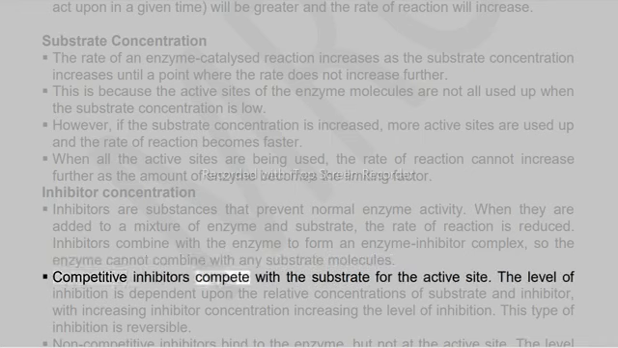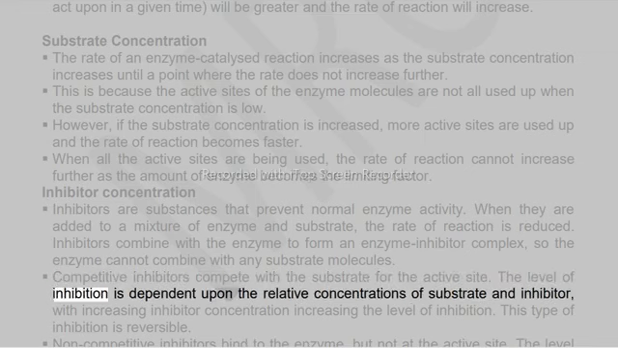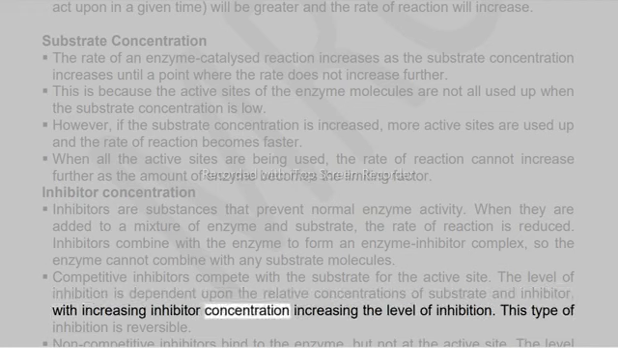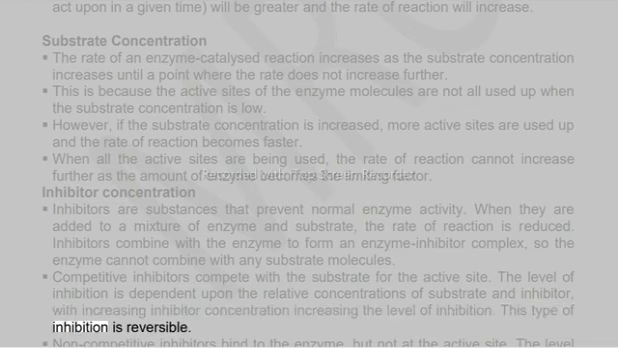Competitive inhibitors compete with the substrate for the active site. The level of inhibition is dependent upon the relative concentrations of substrate and inhibitor, with increasing inhibitor concentration increasing the level of inhibition. This type of inhibition is reversible.